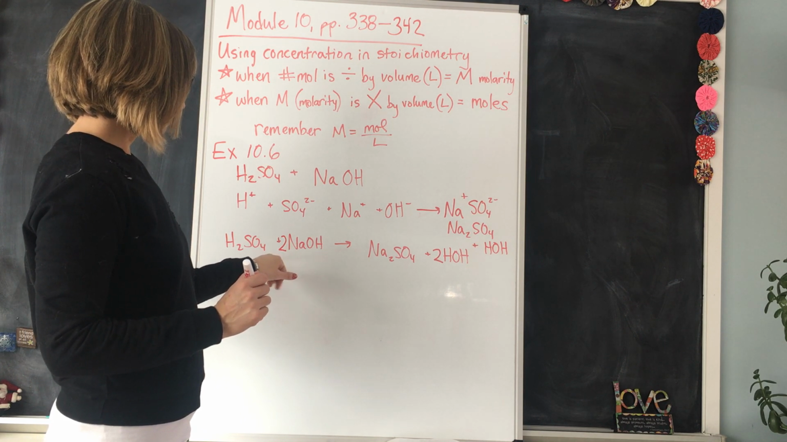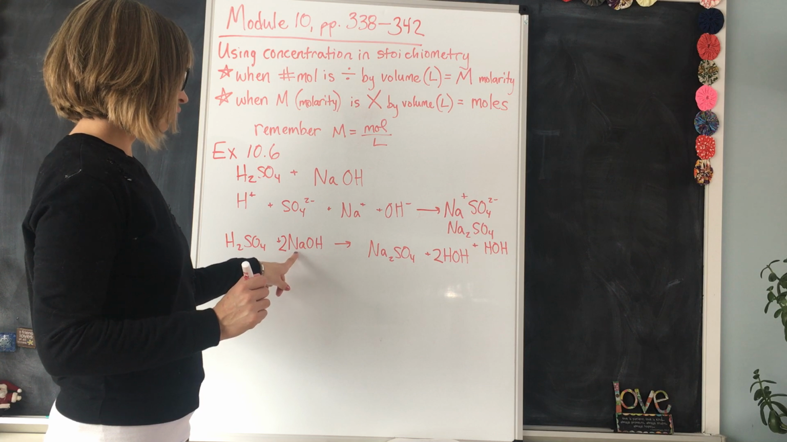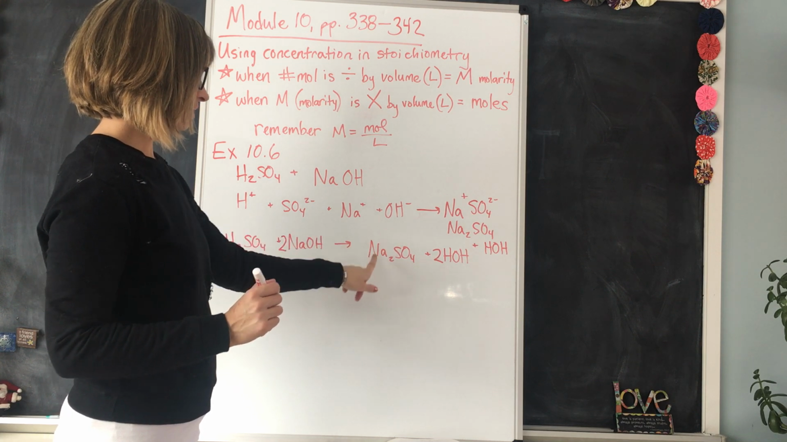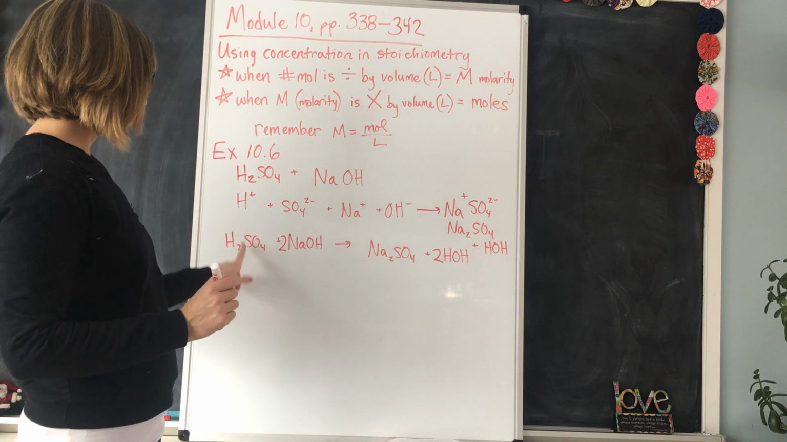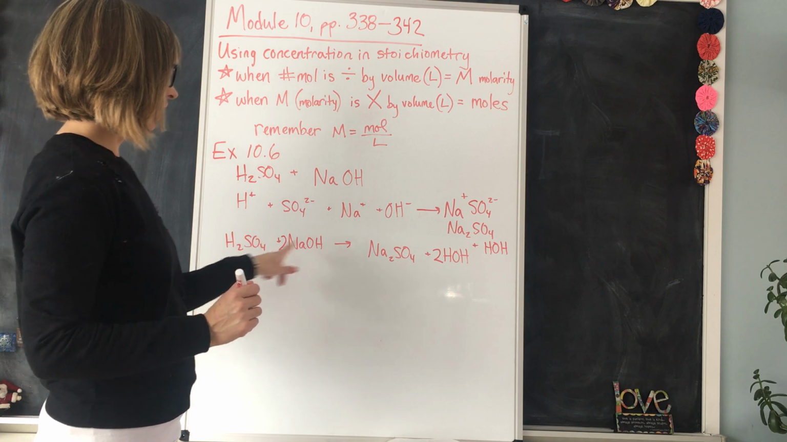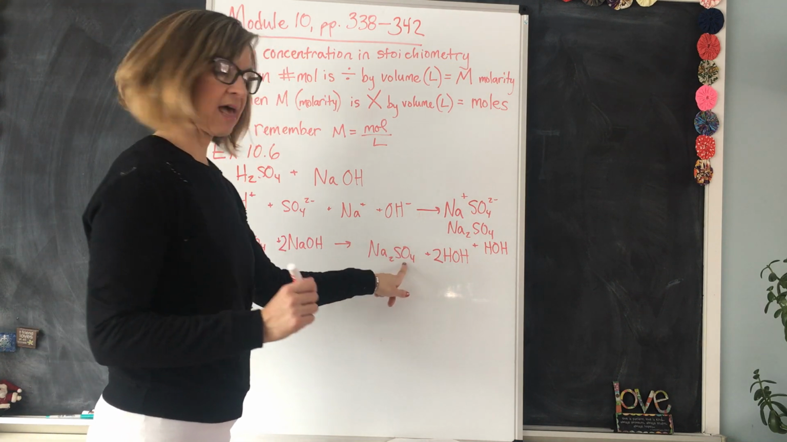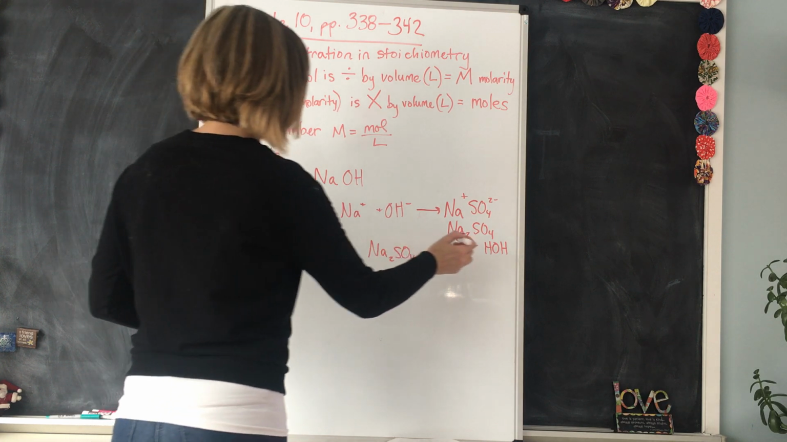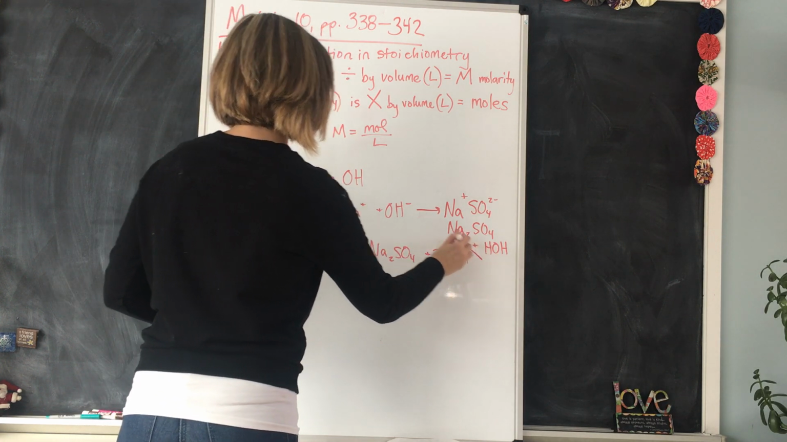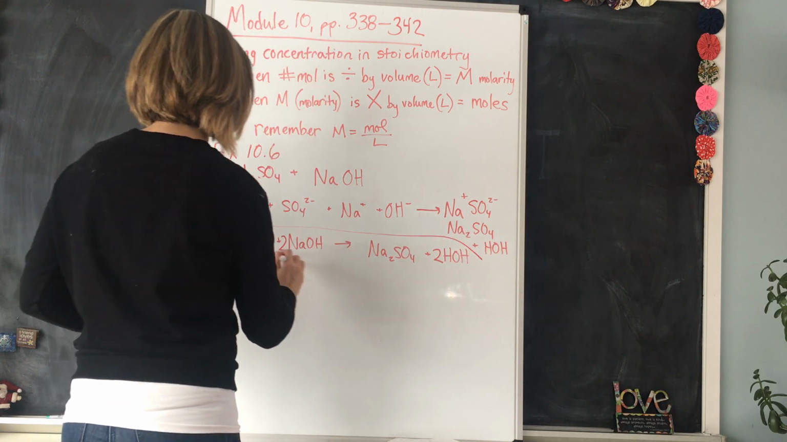Now I can look at my sodiums and my sulfates. I have 2 sodiums in this product, and I have 1 sulfate, SO4, on the product side. So this is the balanced equation. I will circle it so that we can refer back to it later.